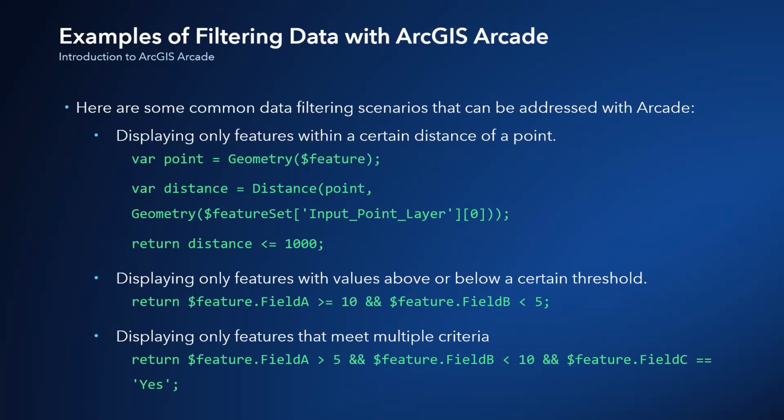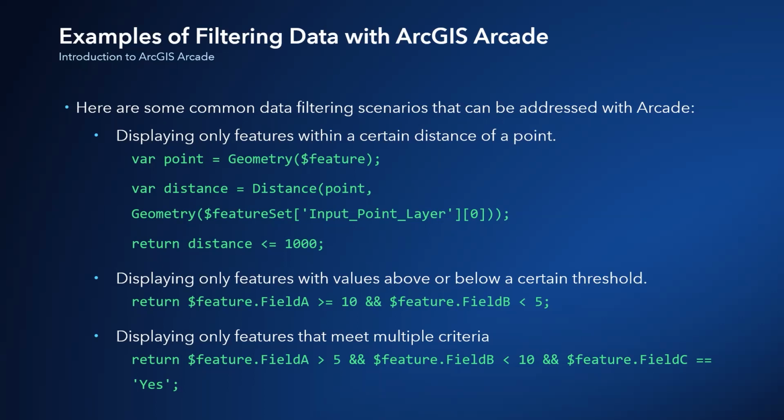But we can take a quick look at some examples of Arcade expressions that can be used to filter data in ArcGIS. We can look at this top bit of code here, which is an example of an Arcade expression that uses Euclidean distance to filter features based off their proximity to a point layer. We can display only features with values above or below a certain threshold. And this is an example of a Boolean expression that uses logical operators to evaluate two conditions and return a Boolean value, which would be either true or false. And we can also display only features that meet multiple criteria.